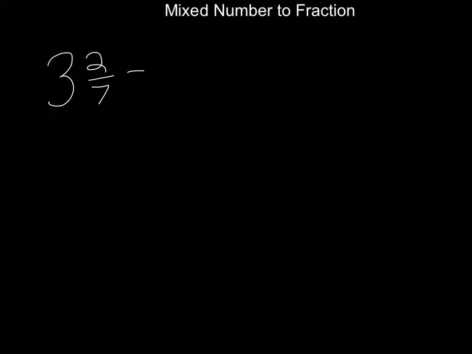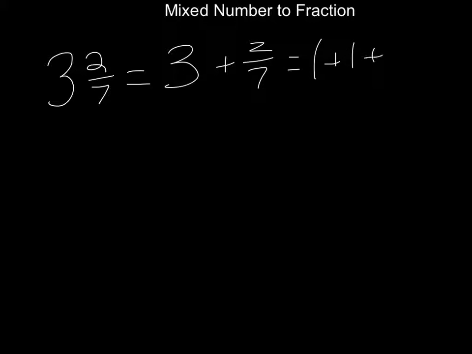So I've got 3 2/7, and what I'm going to first do is think about it as an addition expression of 3 whole and then 2/7 more. I can further break it down by taking that 3 whole and breaking it into single units, 1 plus 1 plus 1, and then that 2/7 more. So now it's time for us to take that 3 whole and bring it into a fraction form.